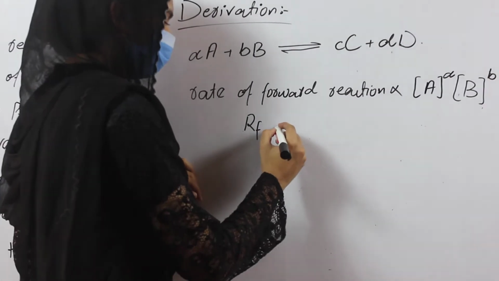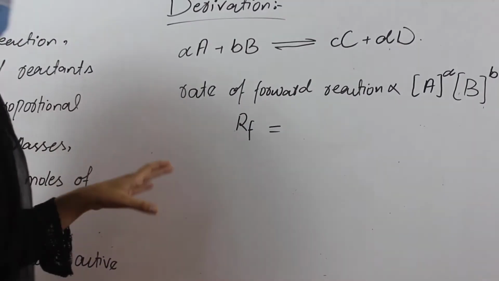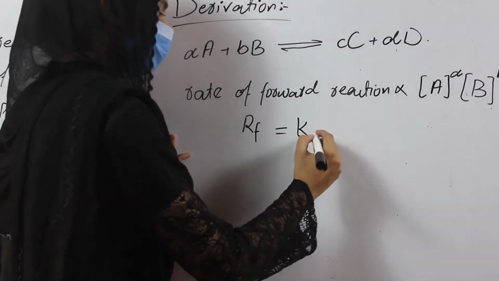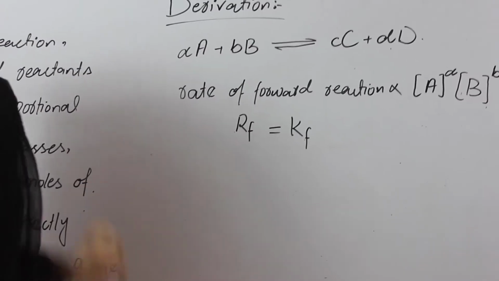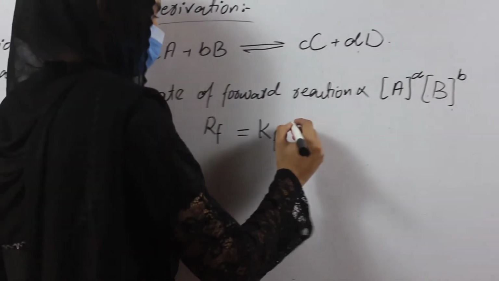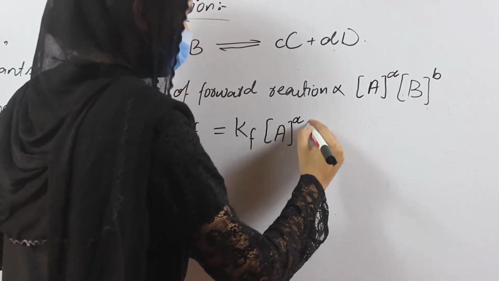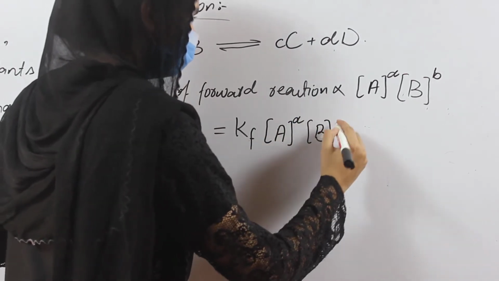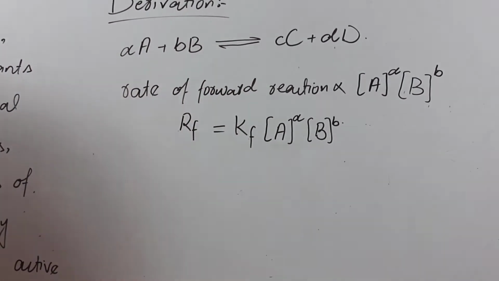When we change the proportionality sign to equal, we introduce a new constant, Kf, which means the constant for the rate of the forward reaction. And again we write the reactants and their number of moles here. This is the calculation for the forward reaction.